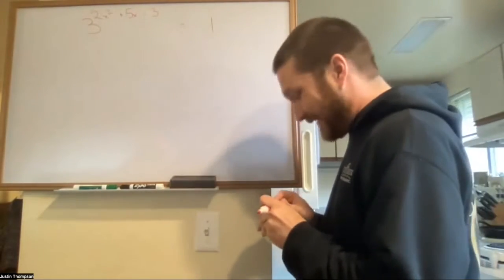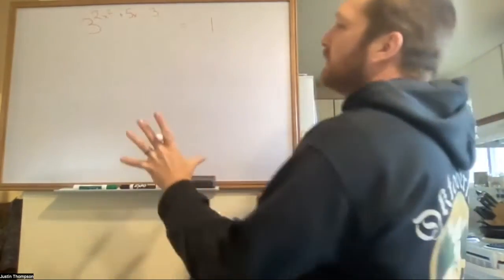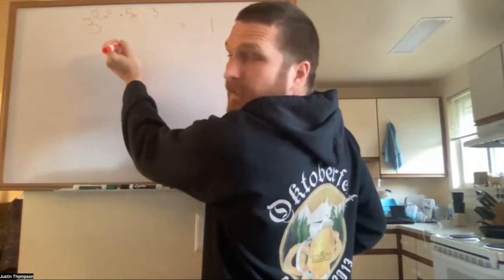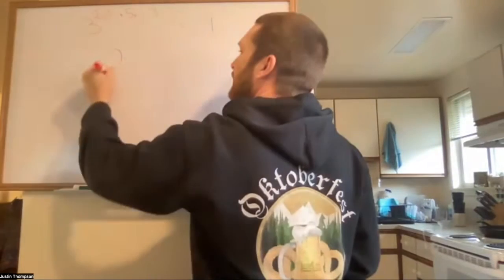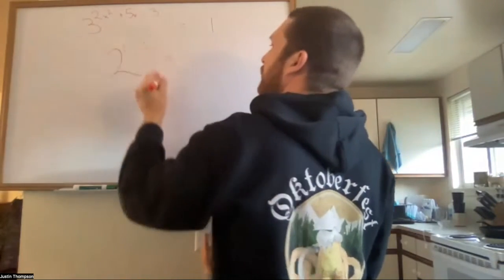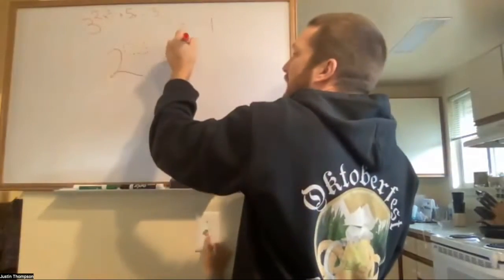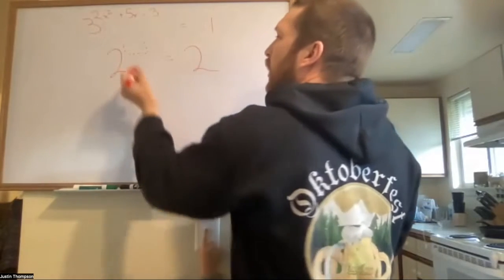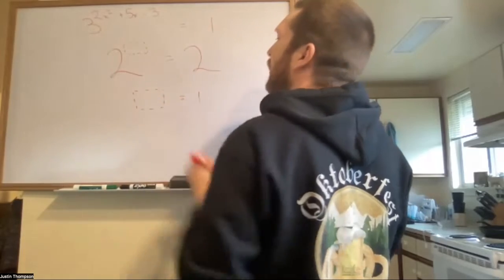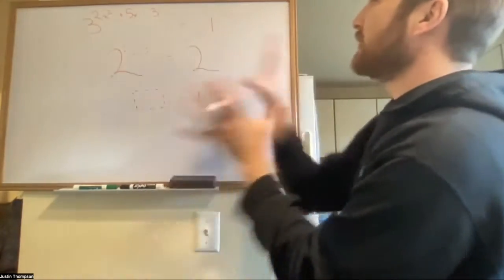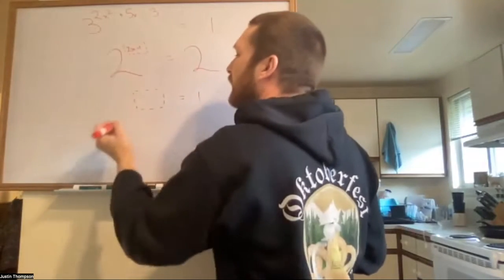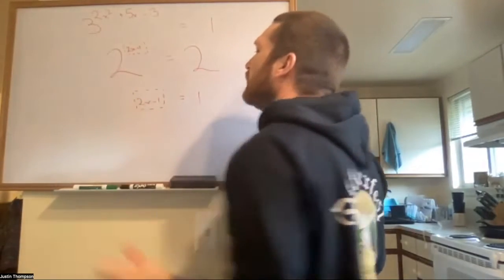The hint I gave you last time was that if you have something like this, 2 to some power equals some number, let's say 2, well, then you'd know that whatever goes into here would have to equal 1, because that's the only way for that to work out. And so if it happened to be something like 2x minus 1, then we would have 2x minus 1 equals 1.